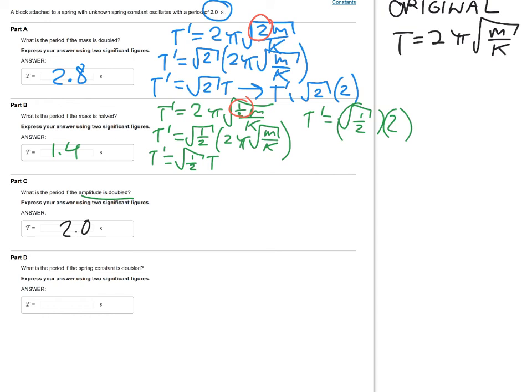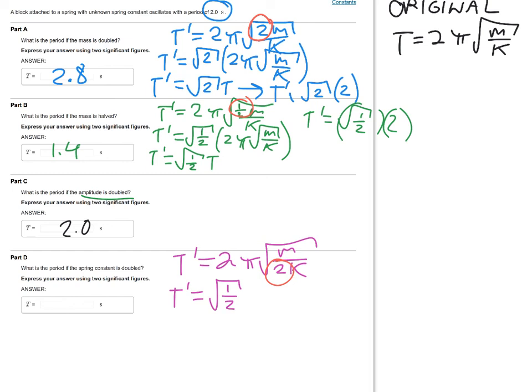And then lastly, what is the period if the spring constant is doubled? We'll set up our expression once again. T prime equals 2 pi times the square root of m, but now it's going to be over 2k. Same basic idea. We're going to pull out that 2. That's the only real difference. And so T prime is going to be equal to the square root of 1 over 2.